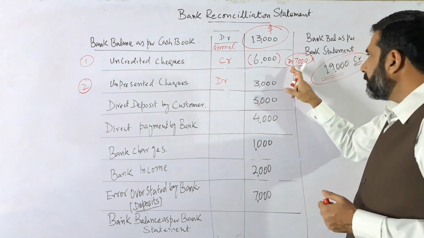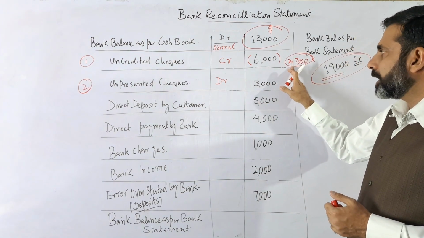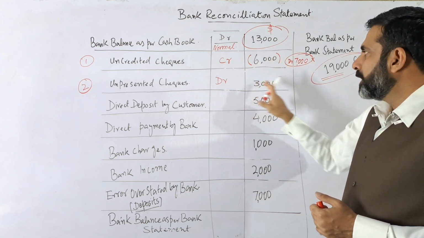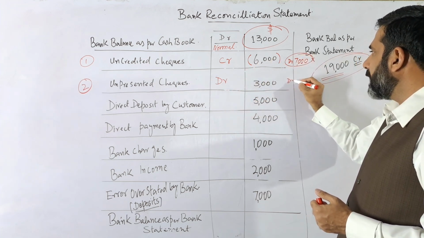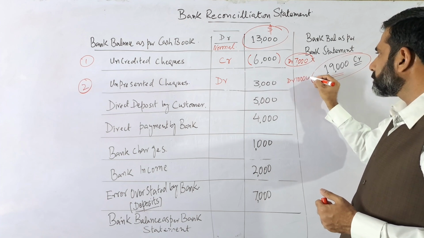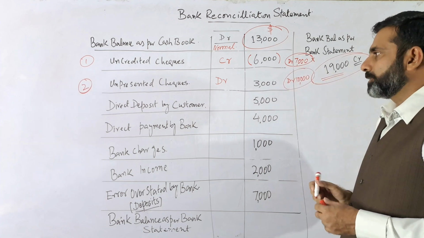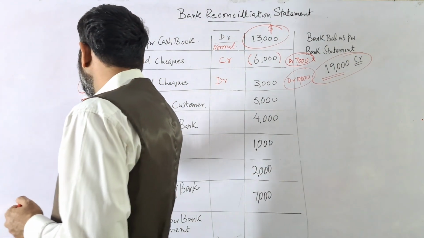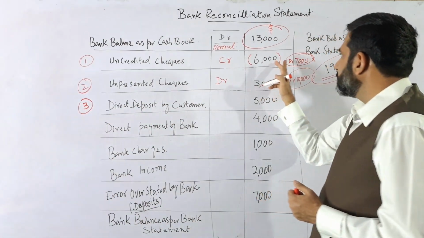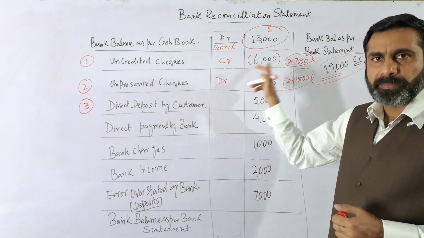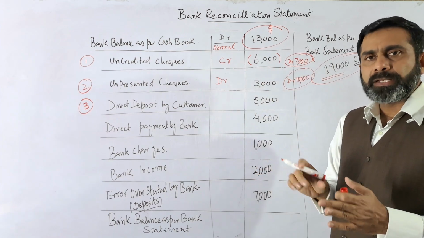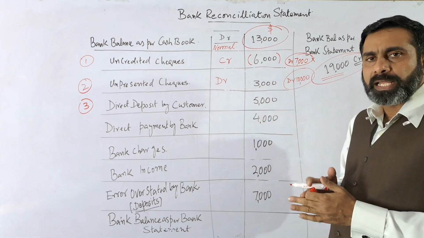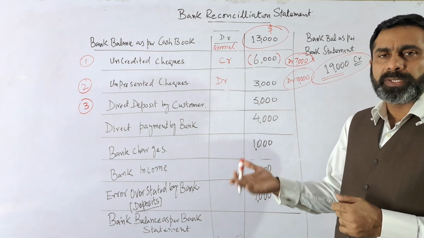So now we have a balance of debit 7,000. This is also debit of 3,000. So it will be a debit of 10,000. Now the next thing, number 3, why is it plus? Because the balance was debit, this is also debit, so debit plus debit will be added.